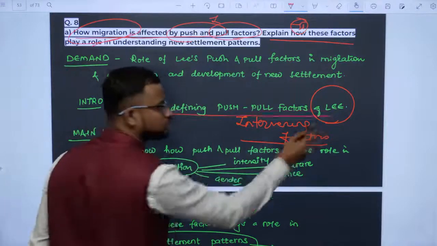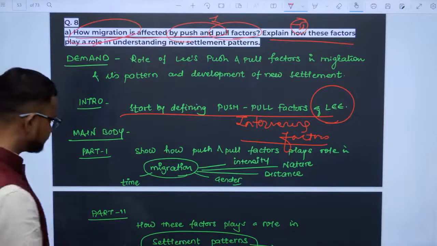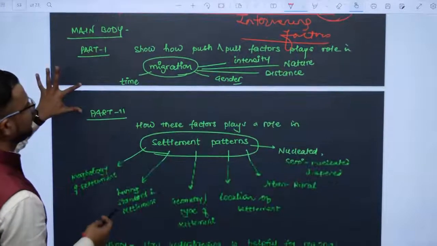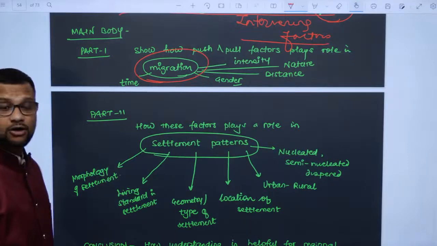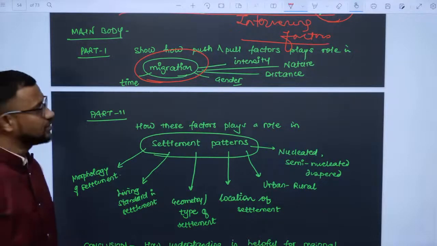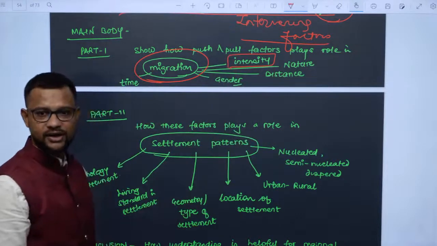Start by defining push and pull factor. वही करना पड़ेगा क्योंकि कोड तो वही है, right? So in the main body, show how these push and pull factors are key determinants of migration. Say by example, देखो push और pull factor तो intensity of migration define करेंगे, yes?